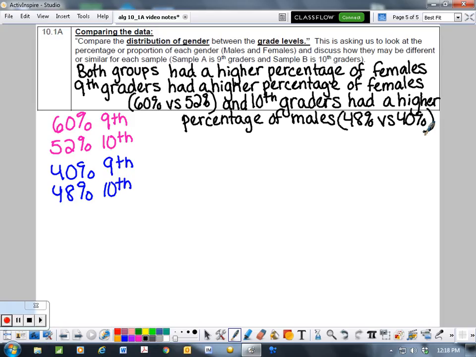And so this is really just analyzing what is happening with these numbers to make sure that, yeah, you can calculate the numbers, but do you really understand what is happening? What do those numbers mean? So that way when we compare groups, we can really say both groups had more females, yet ninth graders had a higher percentage of females, where 10th graders had a higher percentage of males when we compare within the gender. And that's what you're going to be working on in class.